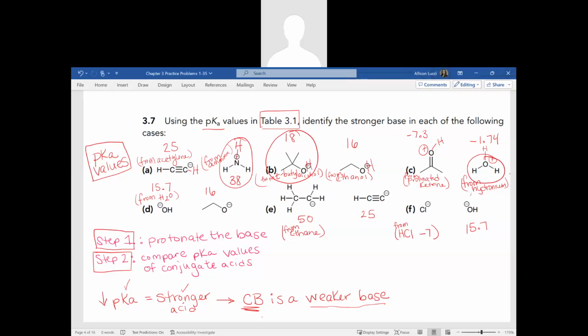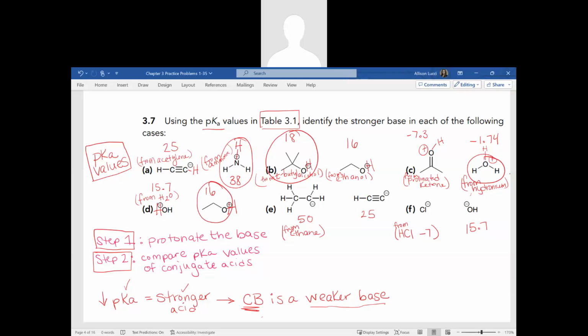water would have been our stronger base. Next up in D, we have hydroxide, which goes to water when we protonate it. And then we have ethanol when we protonate our ethoxide. So once again, we compare pKa's. The stronger acid, water, would then be a weaker base than our ethoxide here. Or I'm sorry, the hydroxide would be the weaker base since water is the stronger acid.